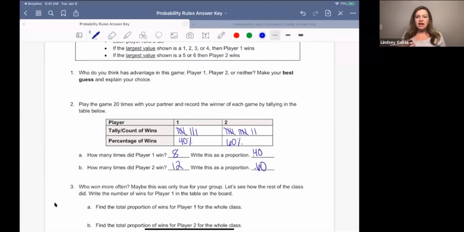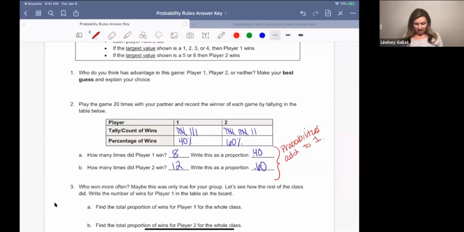Okay, so I filled in my data. I played 20 times, and player 1 was the winner 8 times. And player 2 was the winner 12 times. So for A and B, I turned those into proportions. I've got 0.40 and 0.60. Probabilities always add up to 1. So a valid probability model adds up to 1.